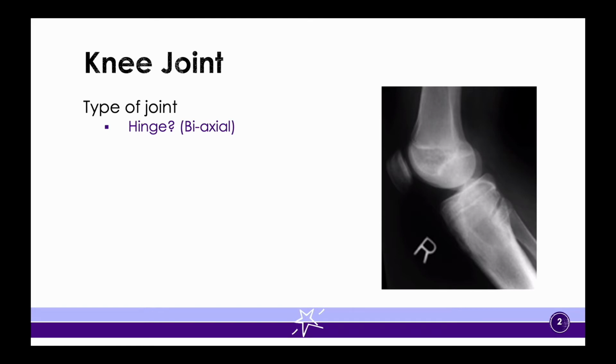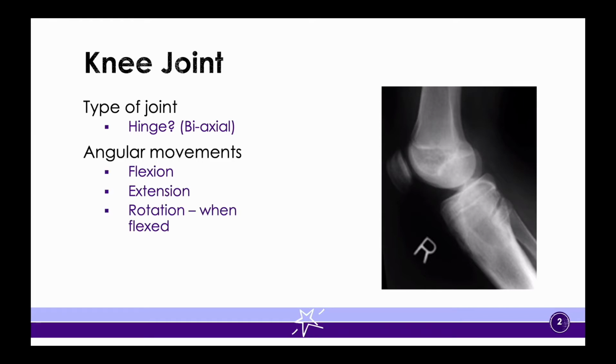So let's first start with the knee joint itself and looking at the type of joint. Most people will say that it's a hinge joint. However, we do need to keep in mind that hinge joints only move in one plane of motion. If we think of our elbow or a lot of our phalanges, they can only flex and extend. But when we look at the knee, it does have another motion. When it's flexed, it can actually rotate.